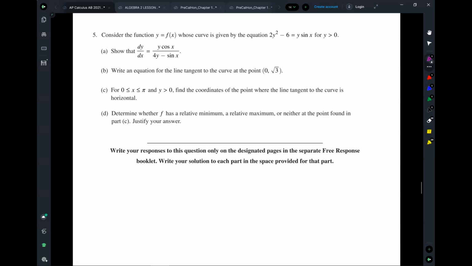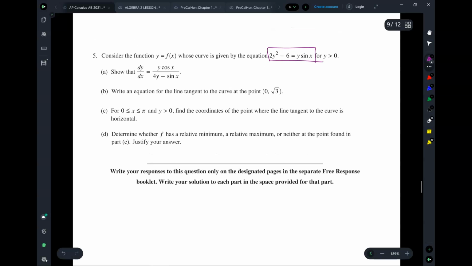Consider the function y equals f of x, whose curve is given by the equation there, for y greater than 0. Show that dy dx is this. Okay, so basically we have to take a derivative of this, and they gave us the answer. We just have to show that that's what you get. Because this is an implicit function, you can't solve it explicitly for y, you have to use implicit differentiation. So remember how implicit differentiation worked. It was basically the chain rule.